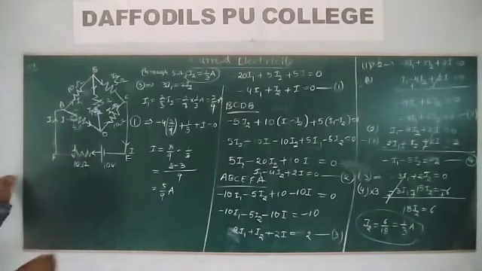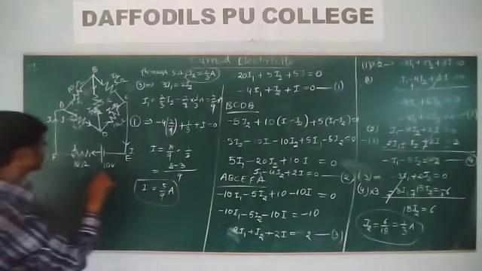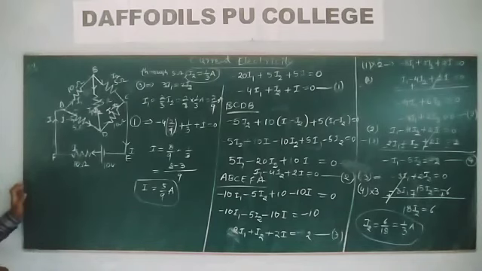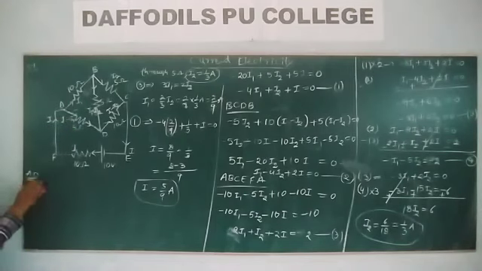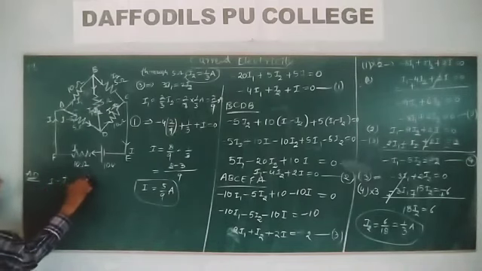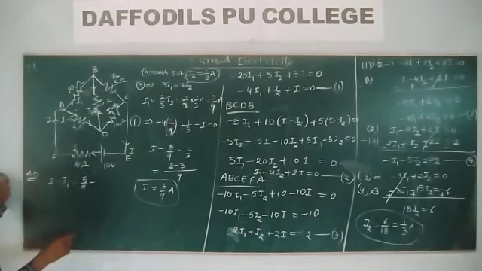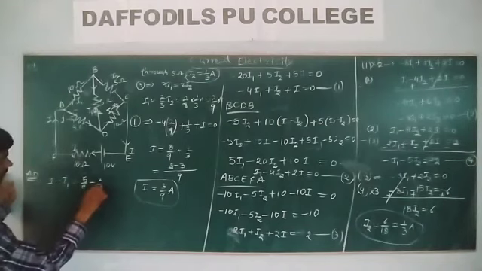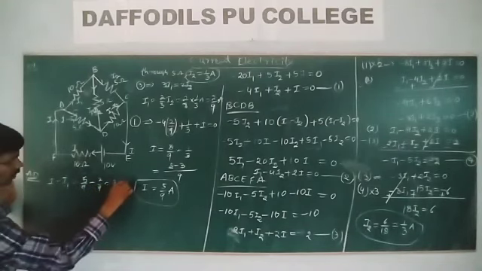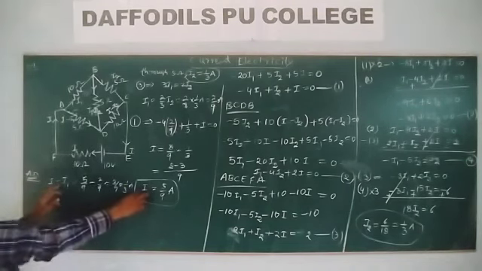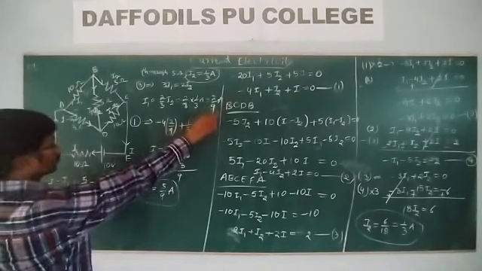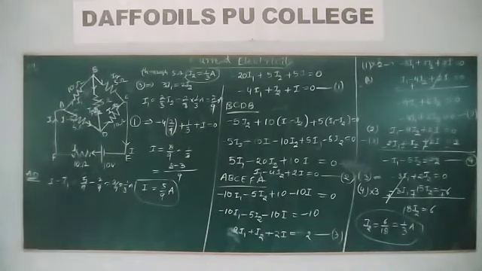5 by 9 ampere. This is the current through the 10 ohm resistor. But remember, what is the current through this resistor? For AD, current through AD is I minus I1. I is 5 by 9, minus I1 which is 2 by 9, is equal to 3 by 9, which is 1 by 3 ampere.